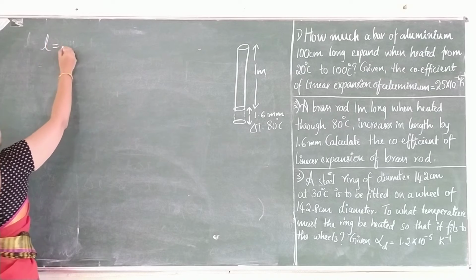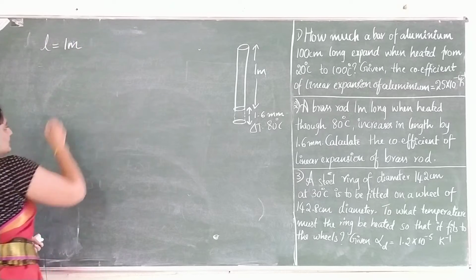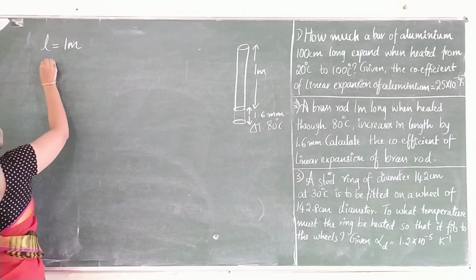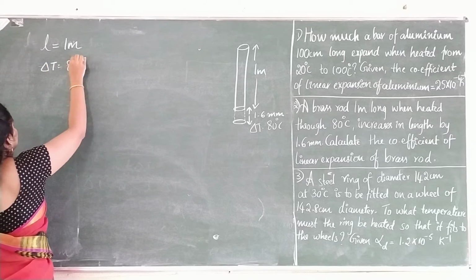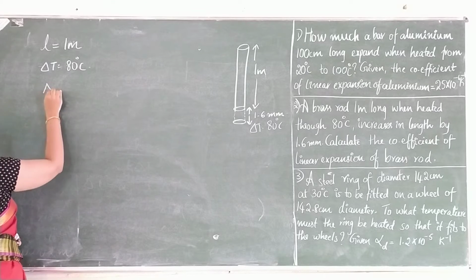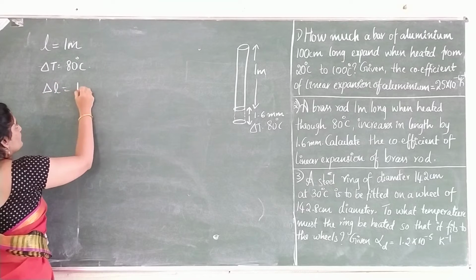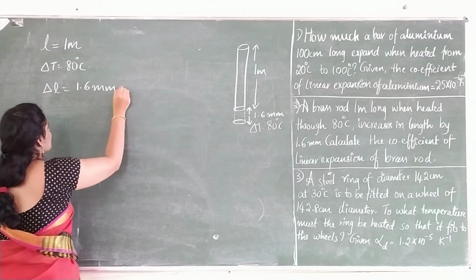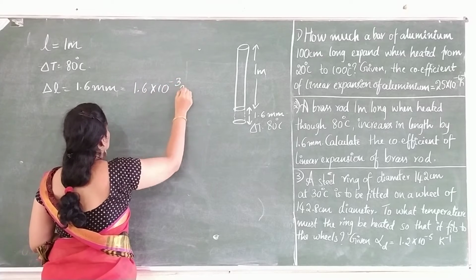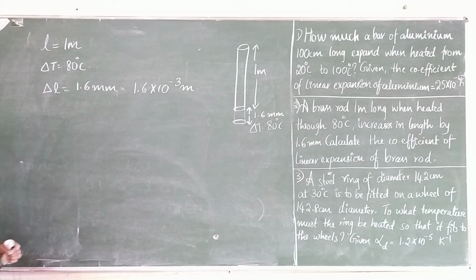Third step, let us list out the given values. Length of the brass rod is given as 1 meter. Okay. Delta T is given. Delta T is equal to 80 degrees Celsius. Increase in length, delta L is 1.6 millimeter. 1.6 millimeter is nothing but 10 to the power minus 3, right? Milli is 10 to the power minus 3.